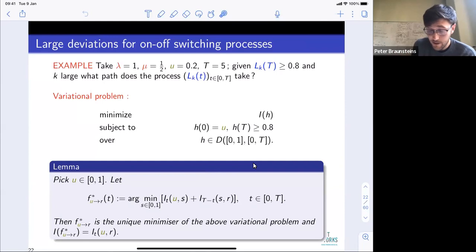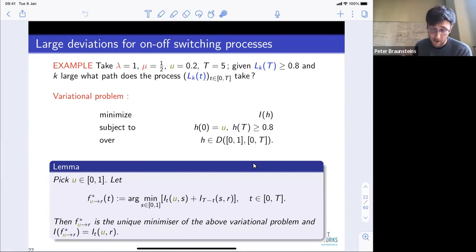We can answer the question that we saw before. Given that the edge density is unusually large at time capital T and K is large, what path does the process take to reach this unusually large value? Now we have a new variational problem. We want to minimize the rate that we saw in the previous slide, subject to the condition that the initial edge density is the correct one that we've specified, and that the edge density at time T is unusually large. But now we're minimizing over all possible paths. So this is a much more complicated variational problem.